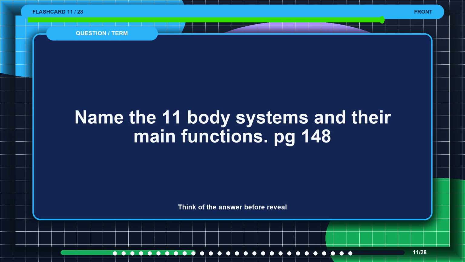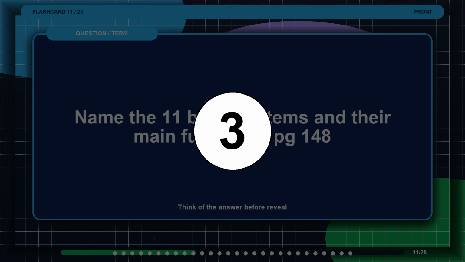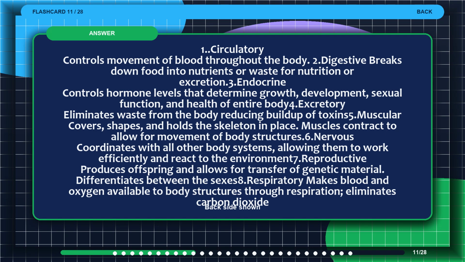Flashcard 11. Name the 11 body systems and their main functions. PG 148. Pause and think of the answer before the reveal. The answer is: 1. Circulatory controls movement of blood throughout the body. 2. Digestive breaks down food into nutrients or waste for nutrition or excretion. 3. Endocrine controls hormone levels that determine growth, development, sexual function, and health of entire body.